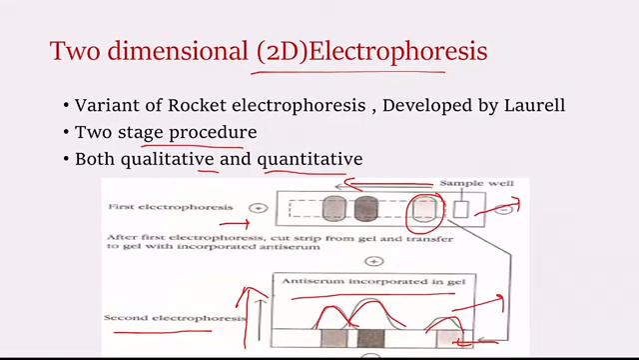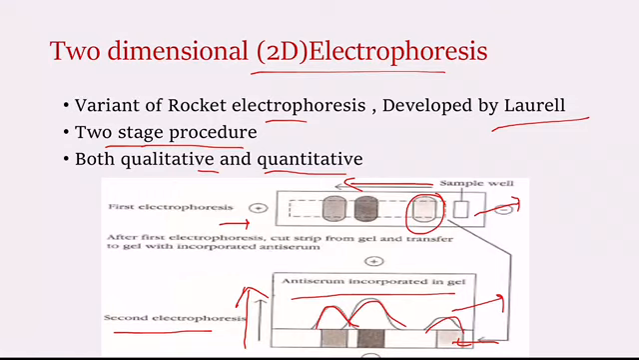Once again, it is a variant of rocket electrophoresis. It was developed by Laurell and it is a two-stage procedure. Electrophoresis is carried out two times and it is useful for the quantitative and qualitative identification of different antigens that are present in the solution. In this test, first agar gel is poured on a glass slide and a small trough is cut and the small trough is filled with an antigen solution.